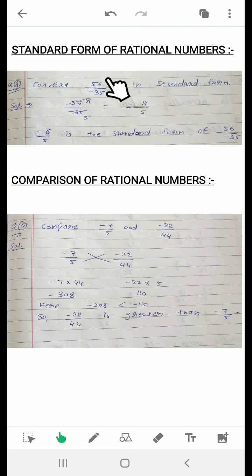Okay, so convert 56 upon minus 35 into standard form. How do we convert to standard form? We can see that 56 and 35 are both divisible by 7. 7 eights are 56, 7 fives are 35. So this will be minus 8 upon 5. The minus will remain as it is. We can write the minus in the numerator or denominator anywhere. So minus 8 upon 5 is the standard form of 56 upon minus 35.